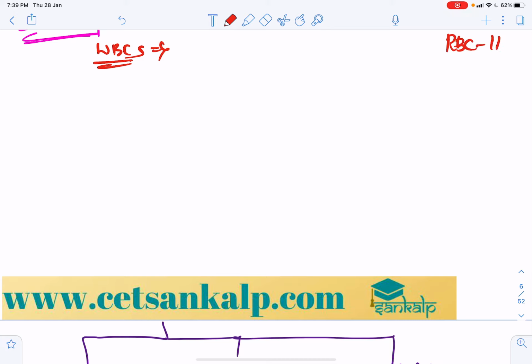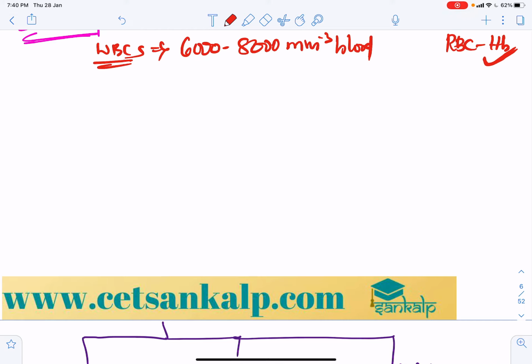RBCs contain hemoglobin, hence they are red in color. Hemoglobin imparts a characteristic color to the red blood cells. It is an iron-containing pigment, that is, an iron-containing respiratory pigment. Now WBCs: the very important thing here is that the count will be 6,000 to 8,000 per cubic millimeter of blood, very less compared to these three: RBC, WBC, platelets. We'll take up the platelets later.